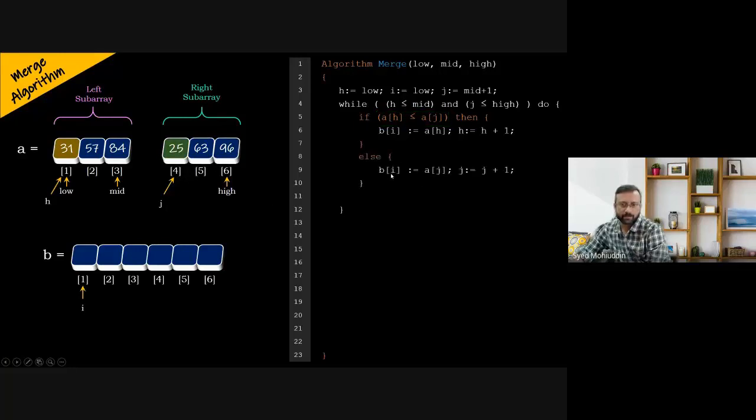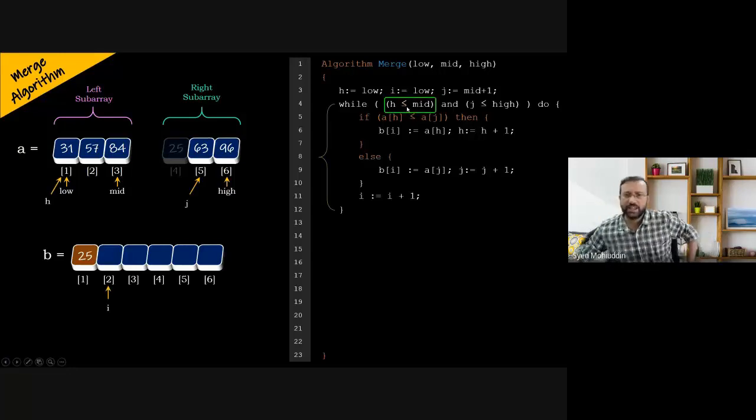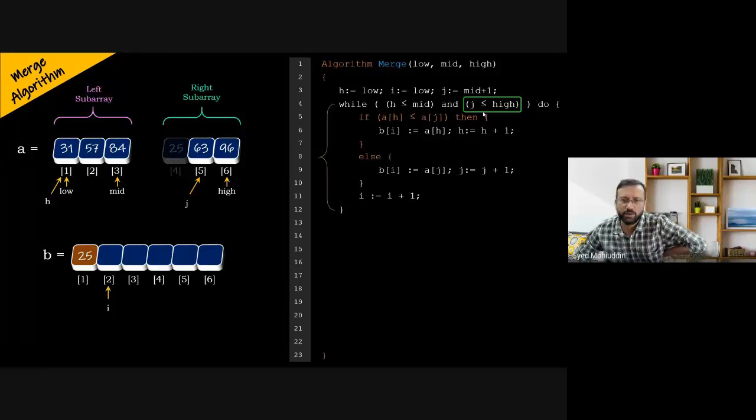Else, this is small, so store a of j in b of i and increment j. So if the element of the left subarray is small, we store that in b and increase the h index. If the element of the right subarray is small, we store it in array b and increment the j index for the right subarray. Once the condition is checked, obviously we have to move i also, so i is equal to i plus 1. This while loop continues till h is less than or equal to mid or j less than or equal to high becomes false. Any one becoming false means that array is completed, and we come out of the while loop.